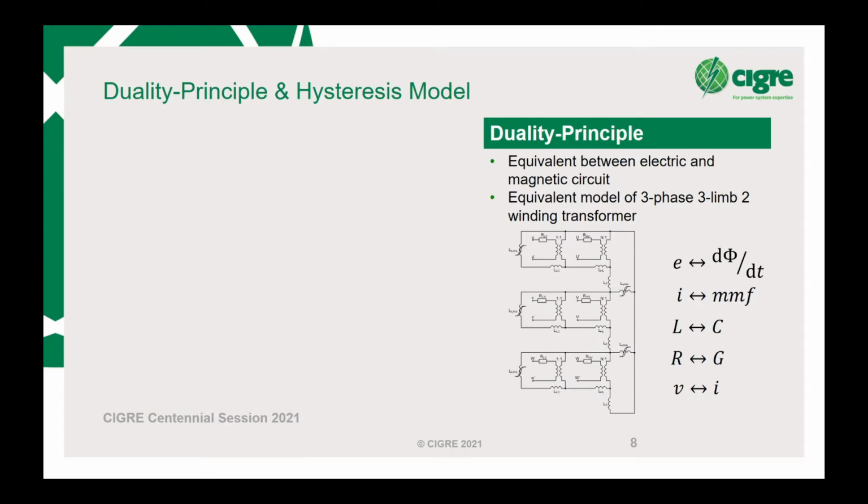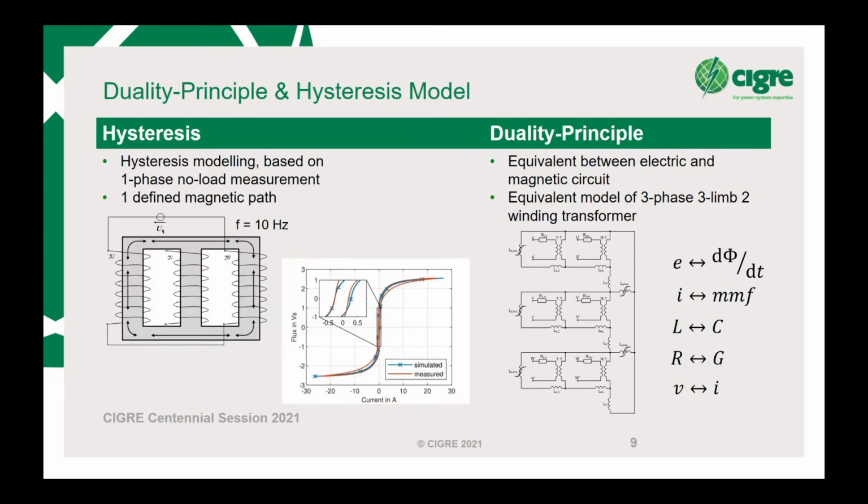So what we are doing here with the principle of duality is, as I already mentioned, transforming the magnetic circuit into an electric circuit for a 3-phase, 3-limb, 2-winding transformer. The equivalent circuit is depicted here on the right-hand side. And with that, we are studying the effects of transformer saturation.